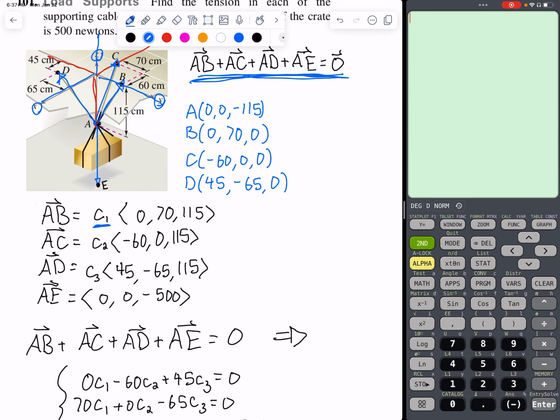This AB has a magnitude. We don't know what it is, so I'm just going to give it a C1. I could have used the magnitude of AB if I wanted to, but I was feeling a bit lazy in this problem and I didn't want to write all that out. C1 would only be the magnitude of AB if this was a unit vector. That is not a unit vector, but I still can put some variables out front to figure out my equation, and I'll show you in the end why that won't matter.